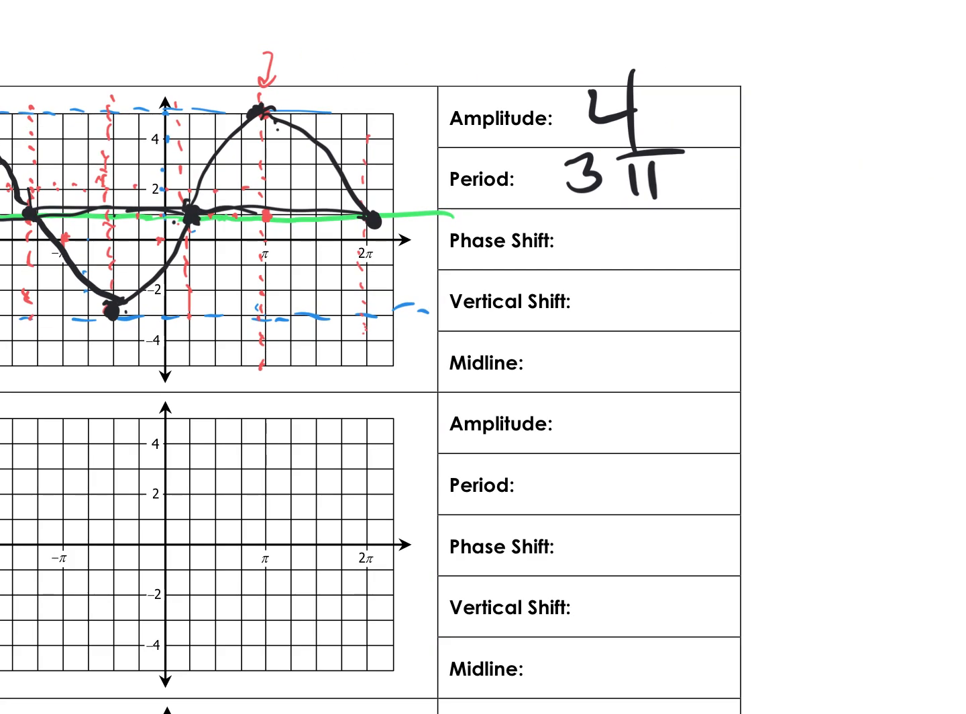Phase shift. Usually you say a left or a right. It helps. What was the phase shift? Say it again. Right pi. Vertical shift? Up what? Up 1. You sure it was only up 1?